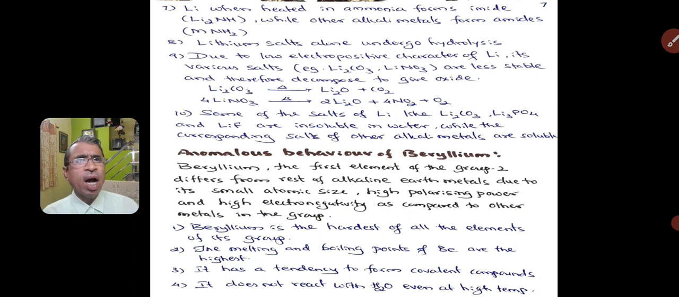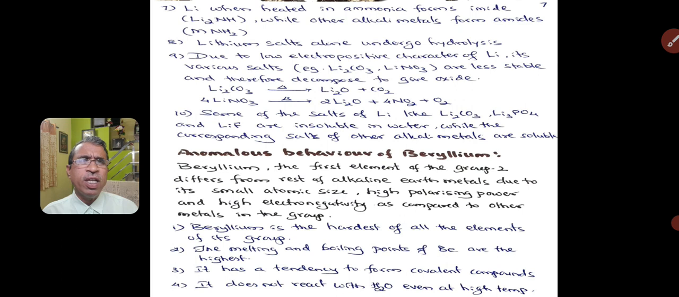Lithium salts alone undergo hydrolysis and result in hydrated salts. Due to the electropositive character of lithium, its various salts are less stable and therefore decompose to give oxides. That's why lithium carbonate, when heated, gives lithium oxide and carbon dioxide. Lithium nitrate, when heated, gives lithium oxide, nitrogen dioxide and oxygen. Whereas the other compounds of the alkali metals do not undergo such decomposition.